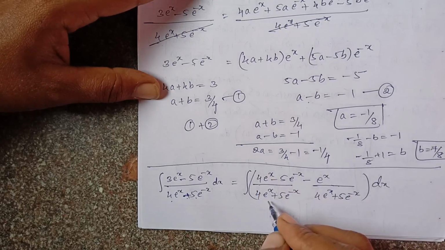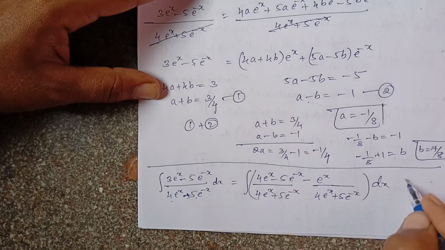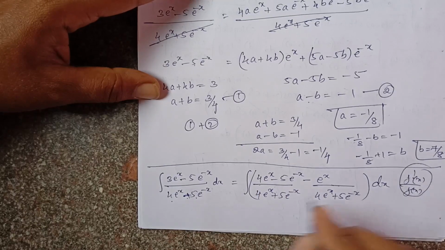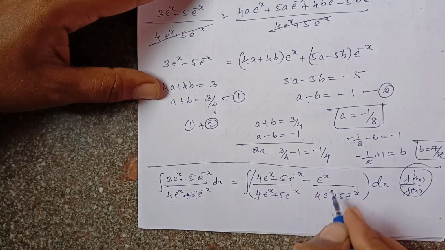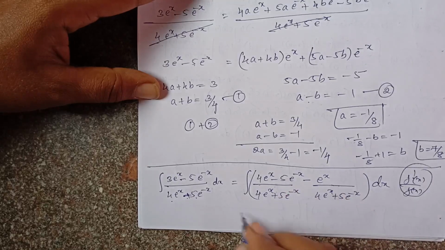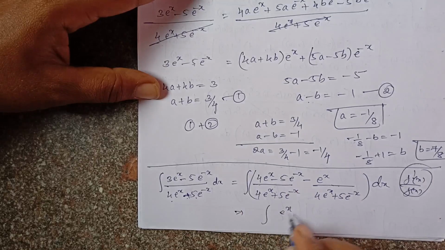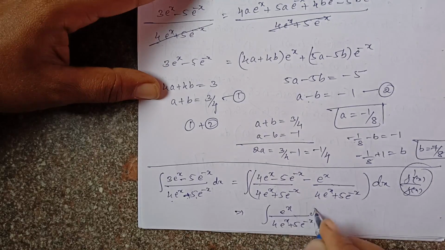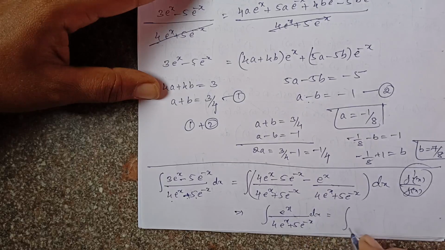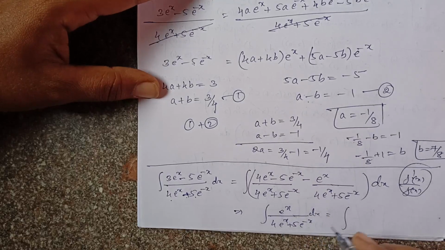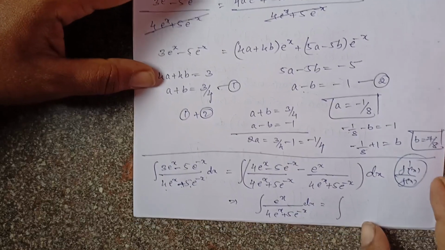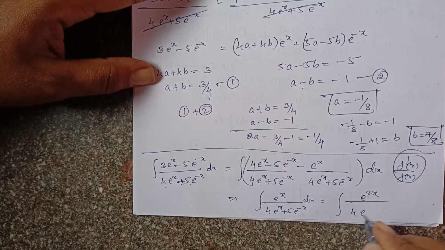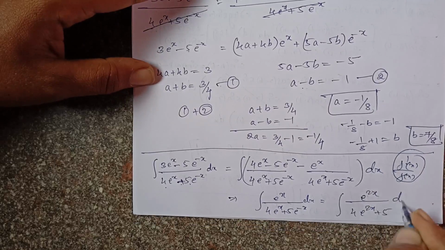Integrating the first term is very easy because it is of the type f dash of x by f of x type. It is log of something. And how will you integrate this? That is integration of e^x by (4e^x + 5e^(−x)) into dx. Let us multiply with e^x here. This is e^(2x) by (4e^(2x) + 5) into dx.